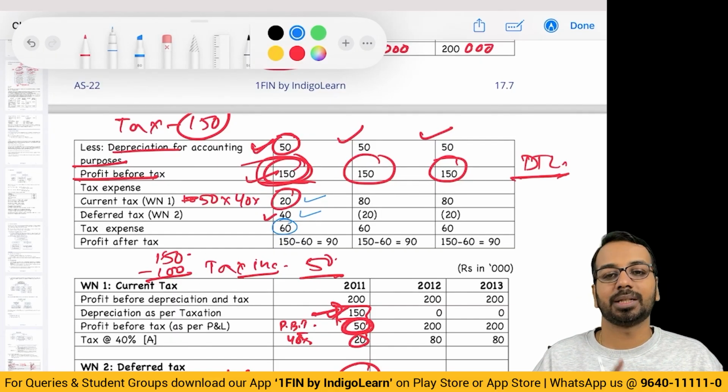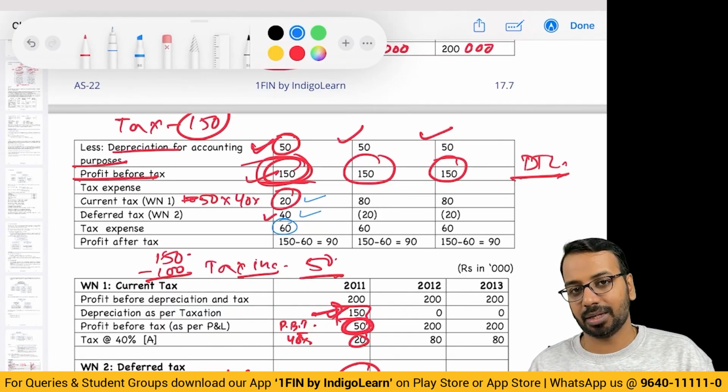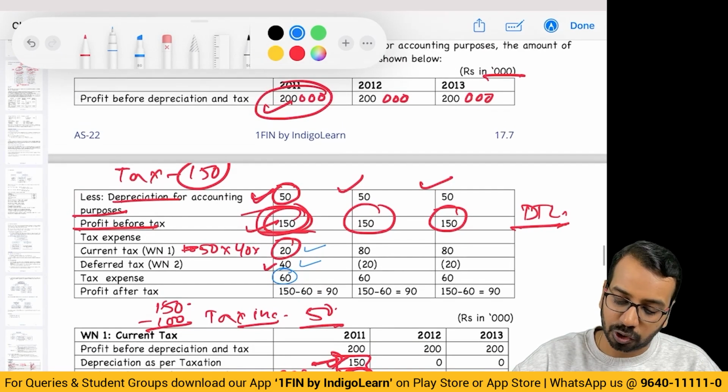When they say calculate the tax expense, you have to calculate current tax as well as deferred tax. If they say calculate only deferred tax, you will calculate only deferred taxation, right? So this is the first year.